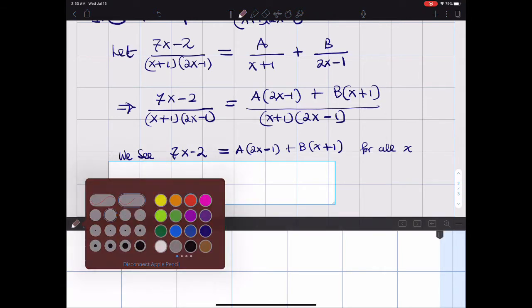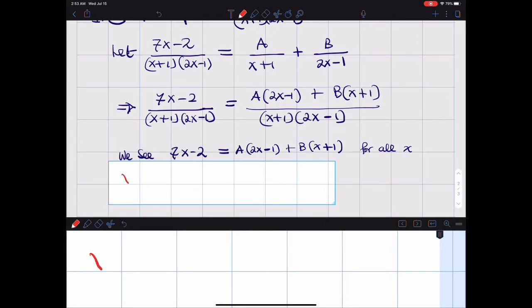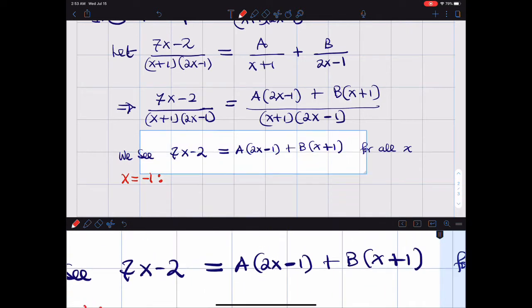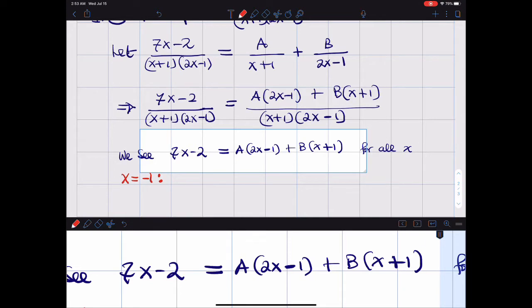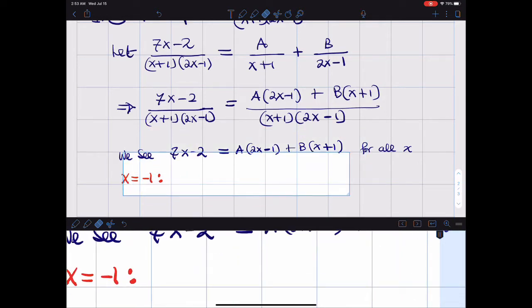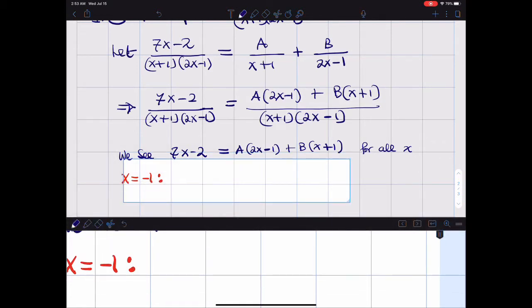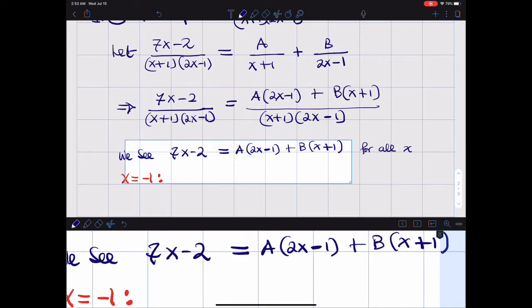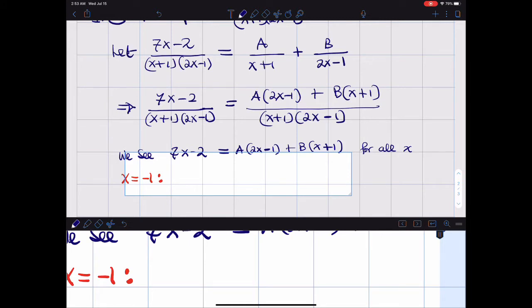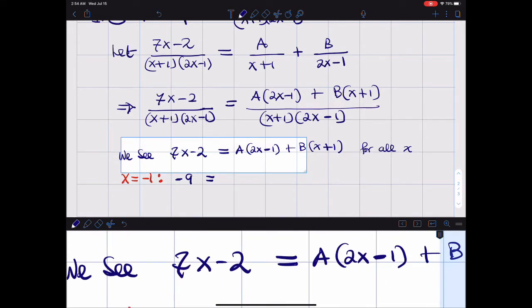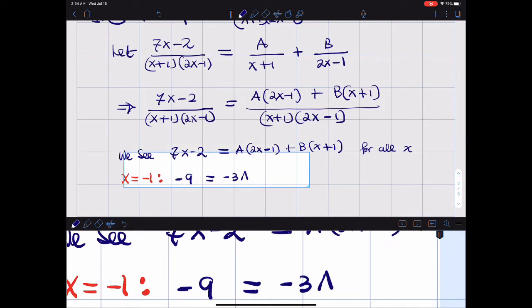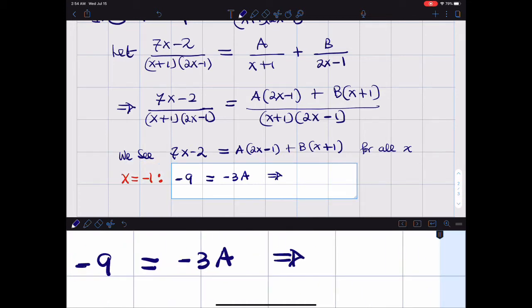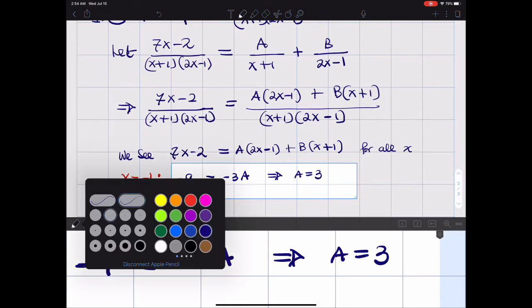If we notice carefully, if we let x be negative 1, then we're going to kill off the b, because if you plug in negative 1 for x, this part of the equation becomes 0, since you're multiplying b by 0. So let's let x be negative 1. Plugging negative 1 into 7x minus 2, you get negative 9, and on the other side, you get negative 3 times a. If we divide both sides, we end up with a equal to 3. So we have a now.